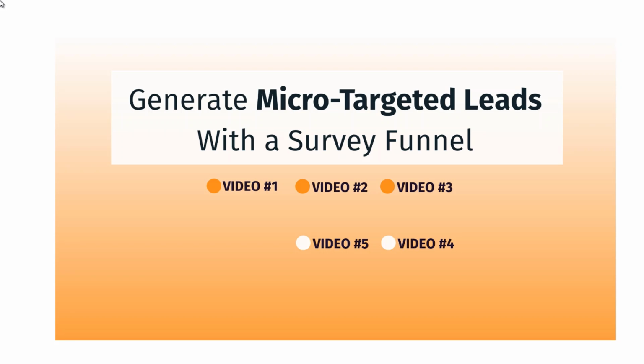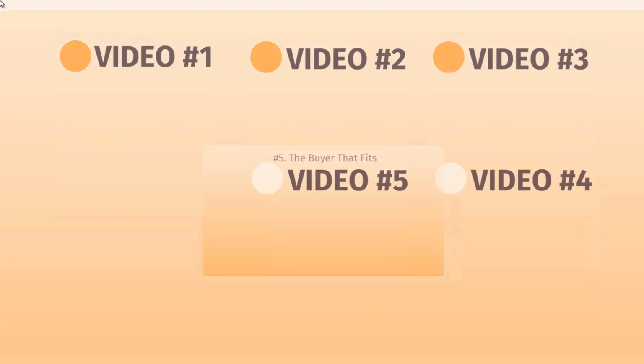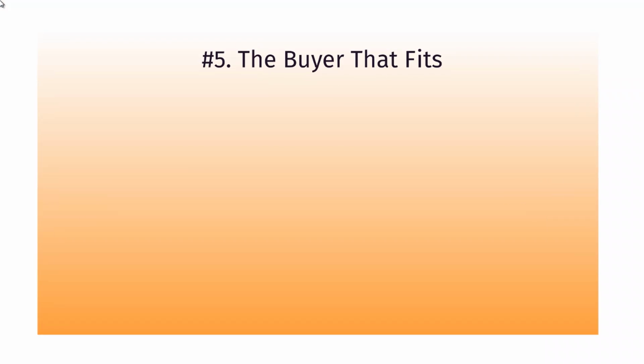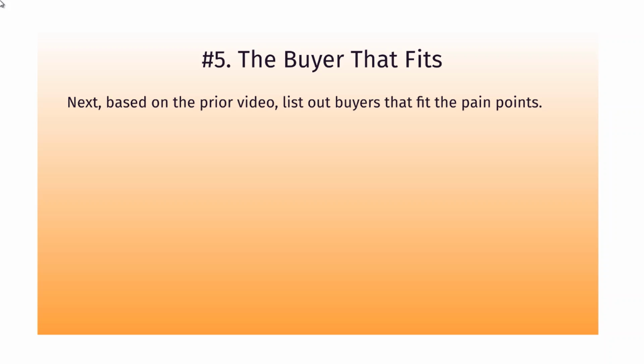Okay, so welcome back. This is video number 5, and we're going to talk about the buyer that fits these concerns and these pain points. So based on the prior video, we should have an idea about the pain points and the loss of time. Now what we need to do is we need to figure out, what do they look like? What age are they? And what demographics are they?